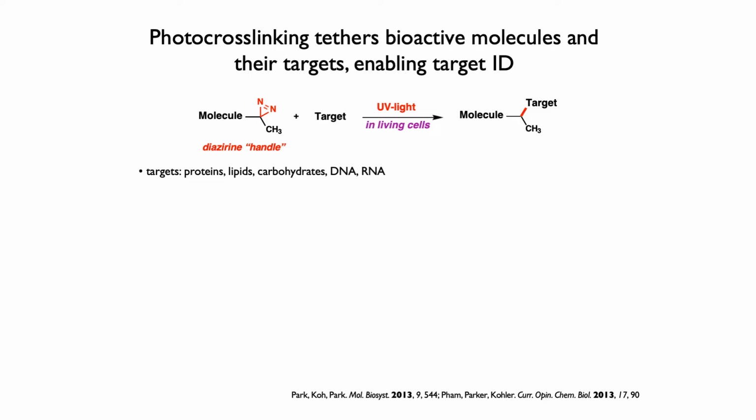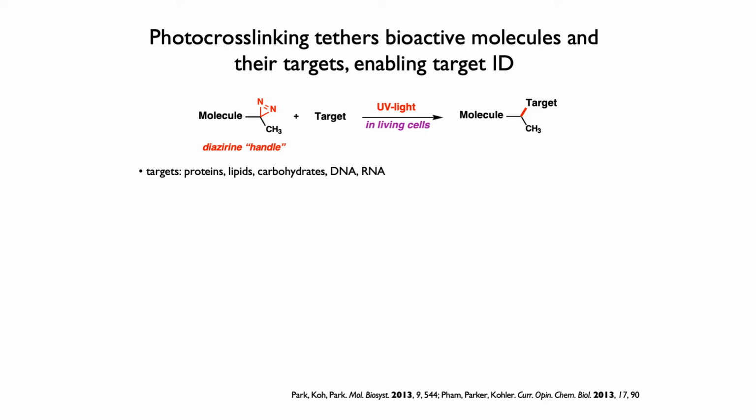A really common method that is used for this is called photocrosslinking. And what happens in photocrosslinking is that you'll have a molecule with some sort of handle on it, as it's referred to, and your molecule might be a drug or potential drug. The handle in this case is this red part. It's a diazirine. The handle is just the reactive part of the molecule.